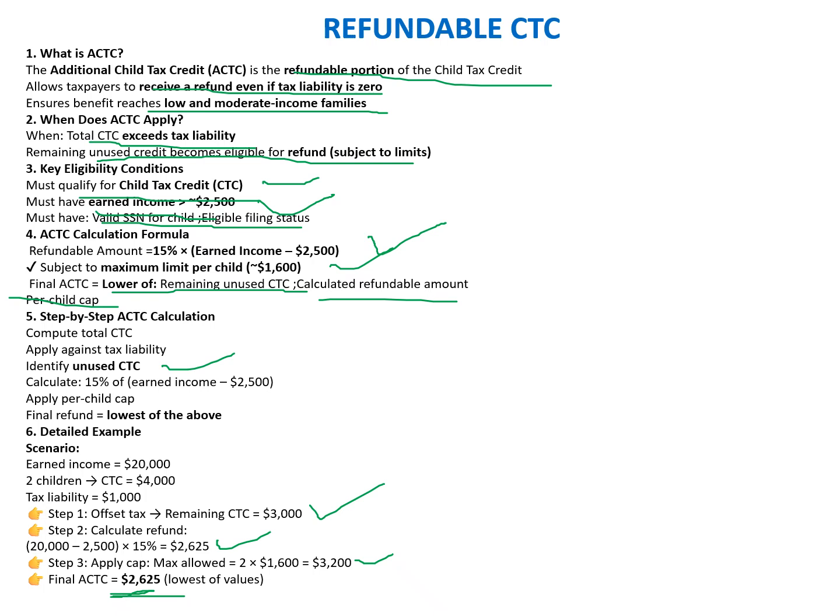This clearly illustrates how we can have both refundable and non-refundable portions for the same credit. CTC is non-refundable, but ACTC is refundable. So we'll move to the next slide.